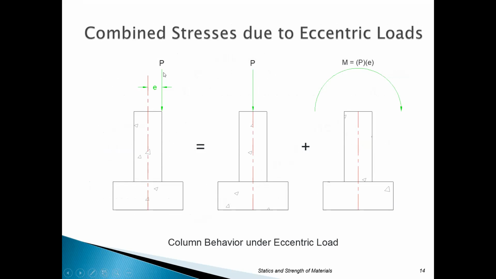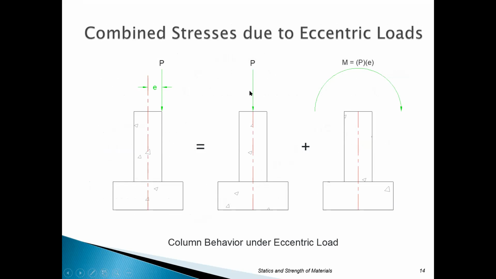Okay, so in other words, this load is not coming right through the middle of that. It's offset by e, which is your eccentricity value. And notice distance times force is going to produce this bending moment. Okay, so you get this.